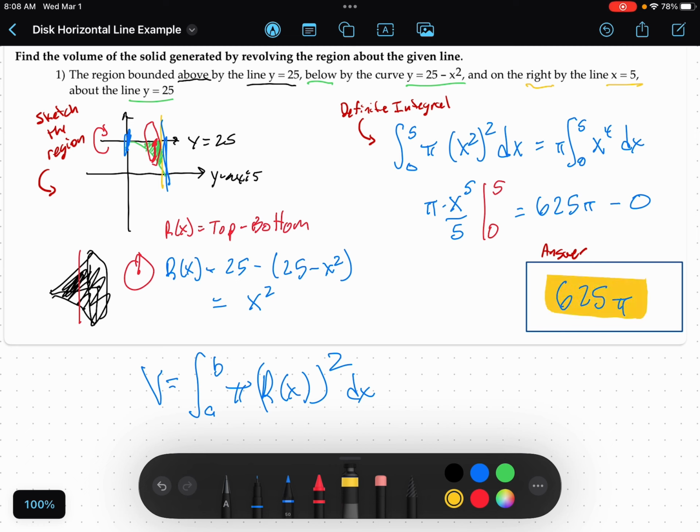Okay, so that's an example of finding the volume when we're rotating around a horizontal line that's not the x-axis. We are still generating a solid. It still has circular disk cross sections. The only real concern is being careful how you get this top minus bottom, this radius function. So take your time. These are very doable, but be patient with yourself and give it a go.